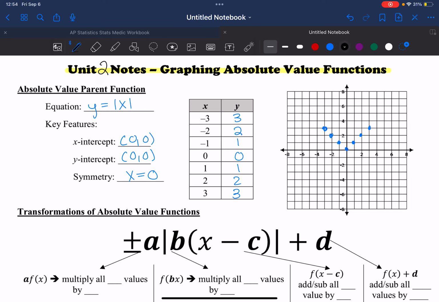Okay. So if I connect this, remember yesterday we talked about how the shape of the absolute value functions looks like the letter V. And the vertex of those absolute value functions is always at the point. So no matter which way our V is facing, it's always going to be that point of the absolute value function. That is the vertex.